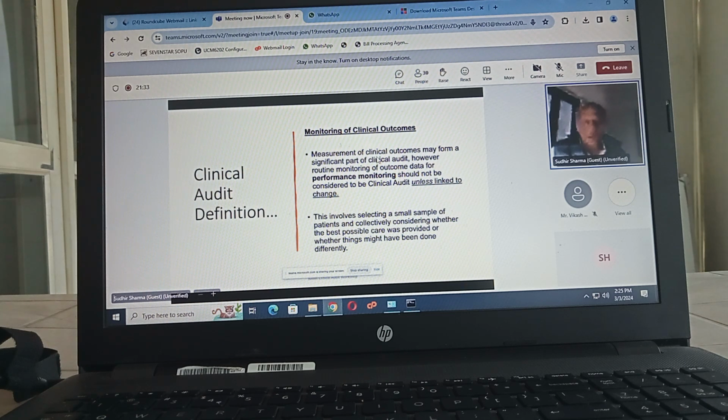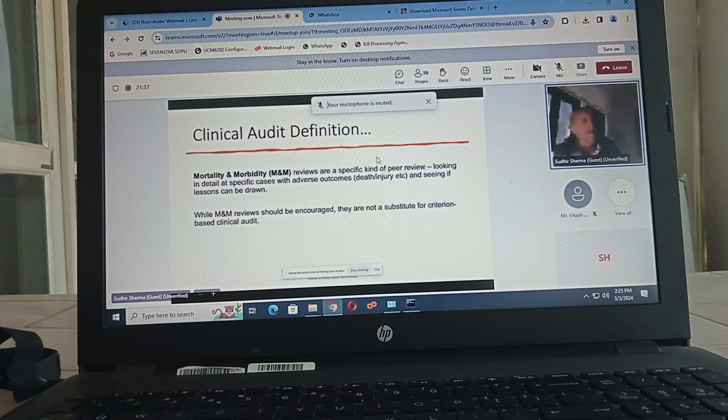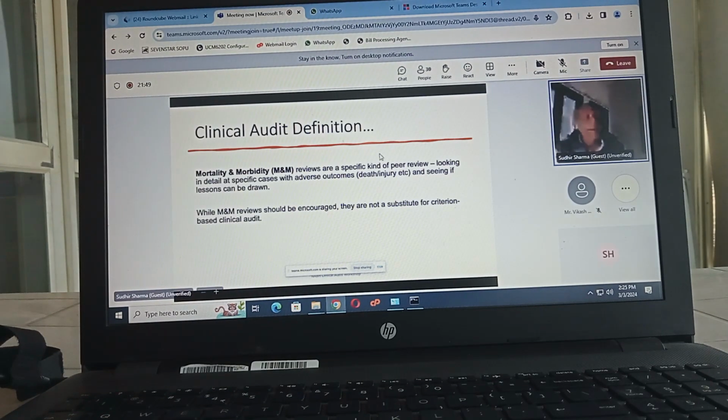Done only by law. They do give us a percent to the methodology of treatment of patient. But they are not a substitute for standard-based clinical audit or criteria.